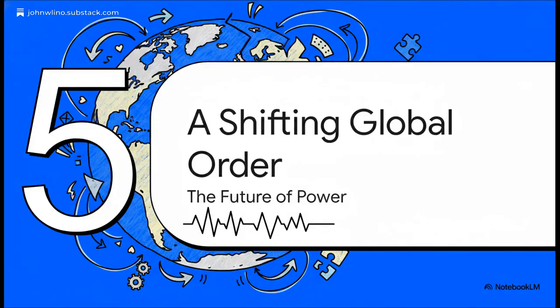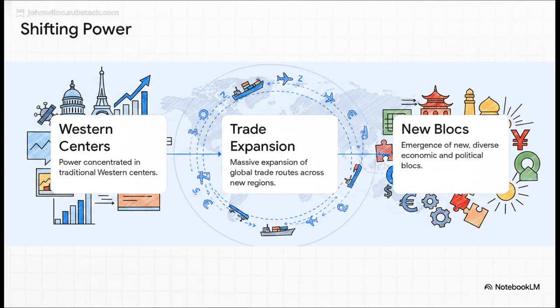Which brings us to our final act, Section 5, a shifting global order, the future of power. We are right in the middle of a massive transition toward multipolarity. Power just isn't anchored to a single global center anymore. We're moving fast away from that post-war world where everything was highly concentrated in traditional Western hubs. With global trade routes expanding like crazy, we're seeing the rapid emergence of incredibly diverse, powerful economic and political blocs outside the West. It is a whole new ballgame.